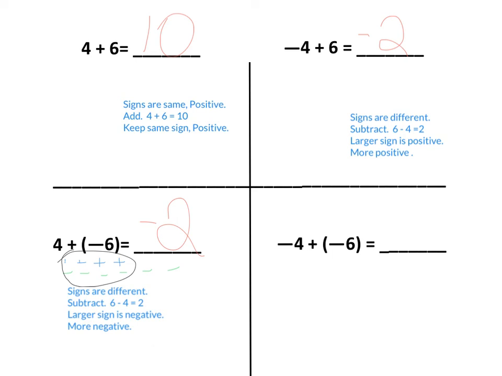So that's the way it works, kind of relating it back to the modeling. But again, with larger numbers, you don't want to have to model it. It's a lot quicker and easier to go through and write the rules out. Now let's take a look at the last example. Negative 4 plus negative 6. We note that the signs are the same. They are both negative. So we know that means we're going to have to add 4 plus 6 equals 10. And now we keep the same sign, which in this case is negative. So the answer we end up with is negative 10.